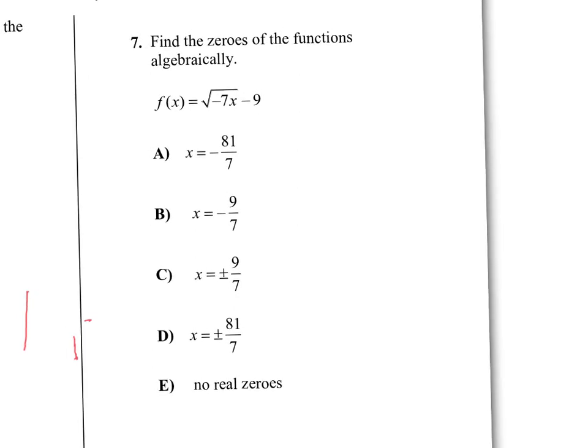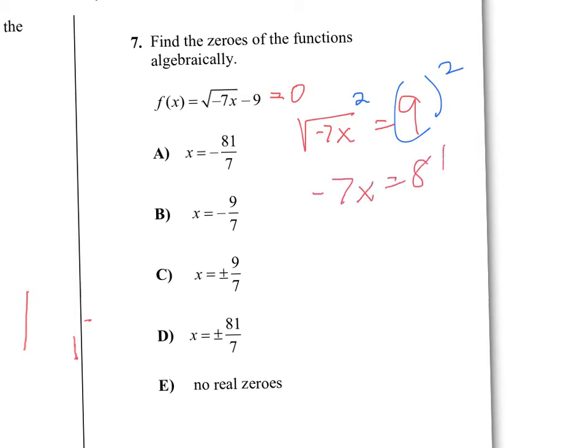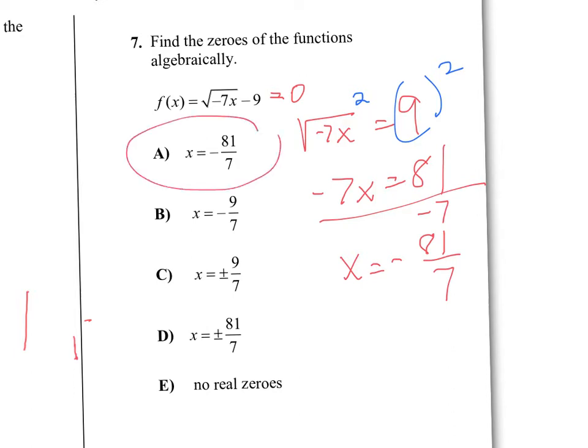Find the zeros of the function algebraically. Square root zeros. So what we're going to do is set these equal to 0. Isolate the square root. Square both sides. So now we have minus 7x equals 81. Divide both sides by negative 7. x equals negative 81 over 7. So negative 81 over 7 is A.